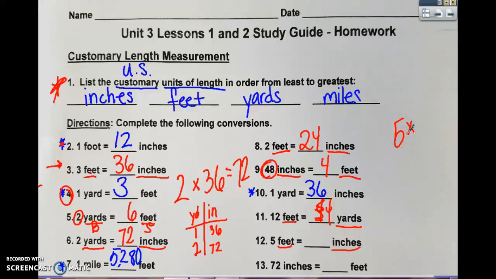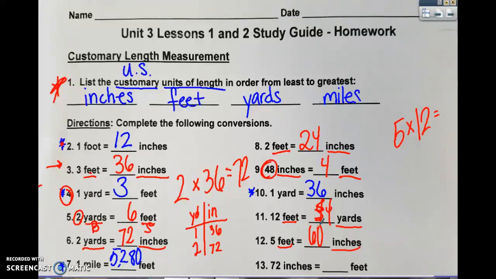Now, feet, inches. So how many feet are in 1 inch? No, that doesn't make sense. But how many inches are in a foot? I just need to know how many of one are in one of the other. So how many inches are in 1 foot? 12. So if I do 5 times 12, that's going to give me my answer. So my answer here is 60.